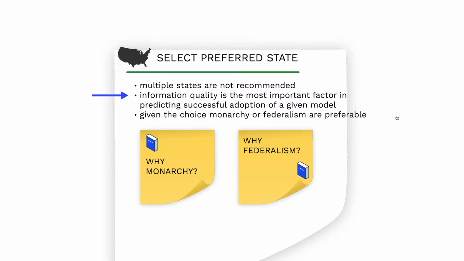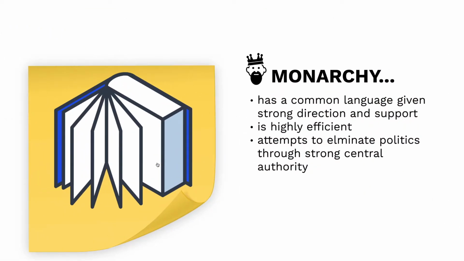The quality of information is the most important factor in predicting the successful adoption of any given model. And given a choice, as mentioned earlier, monarchy or federalism are preferable. Let's take a deeper dive into why that may be. Monarchy has that common language which gives it strong direction and support, is highly efficient, and generally, as we talked about, attempts to eliminate politics through strong central autonomy and authority.